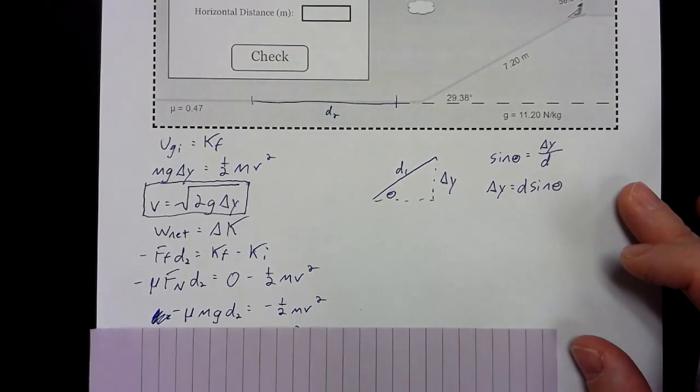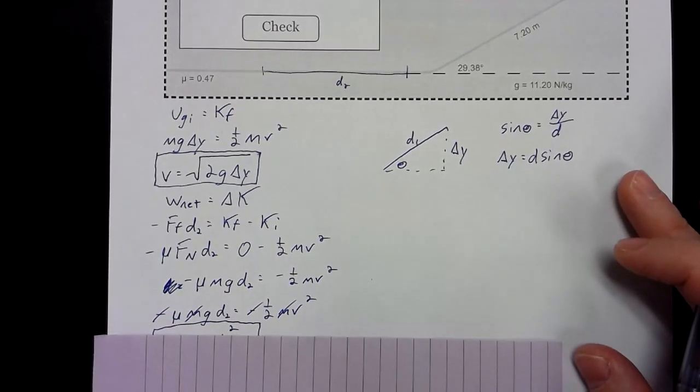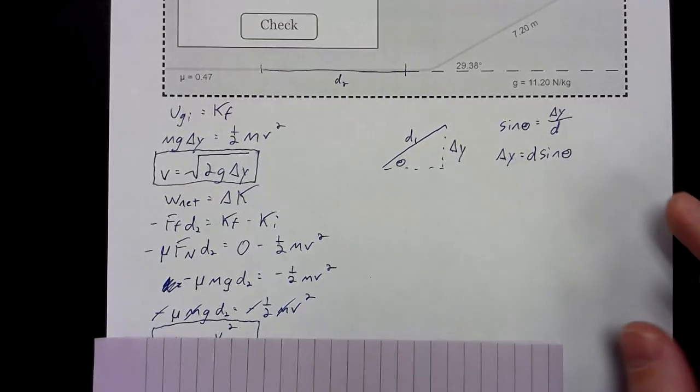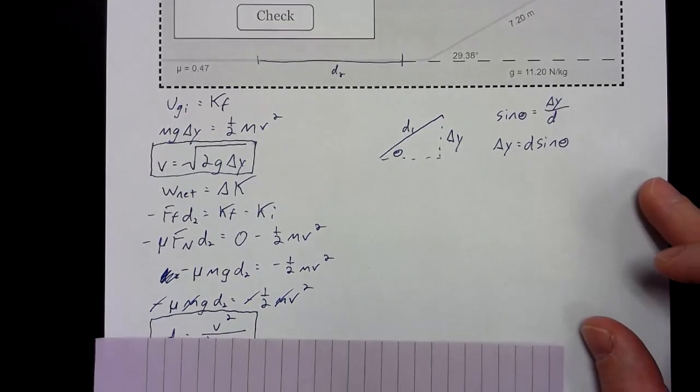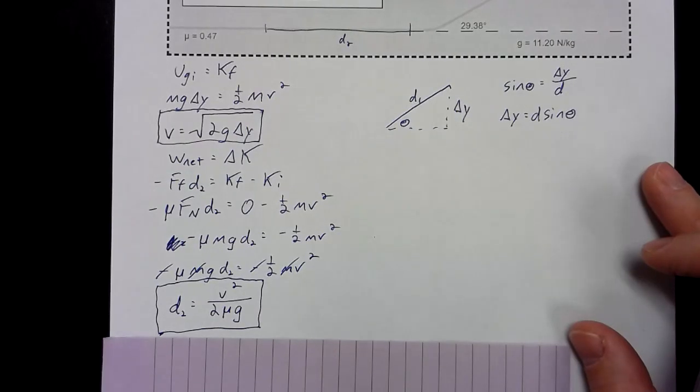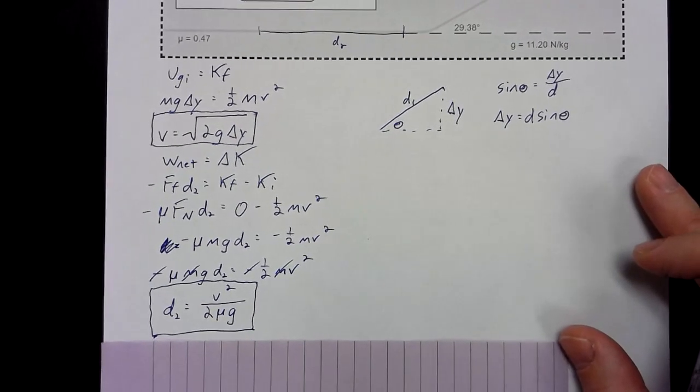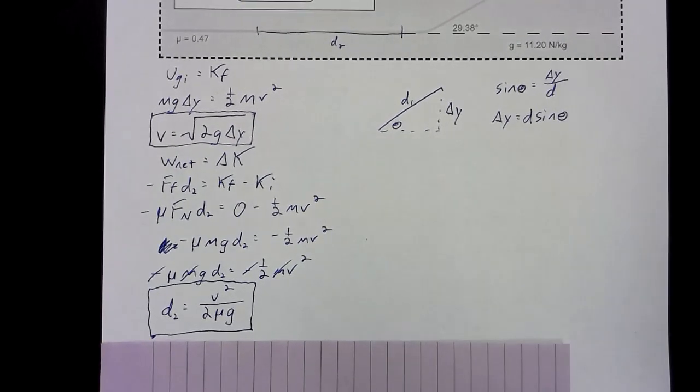Then simplify, rearrange a little bit. So notice that the negatives cancel, and then the mass cancels as well. And so this will give us the distance it will take him to stop based on his initial velocity. So that's what we need for that one.